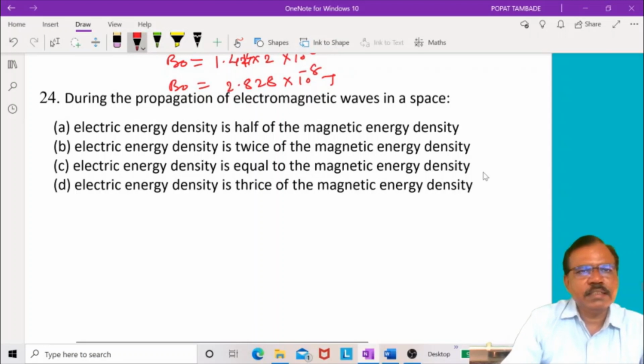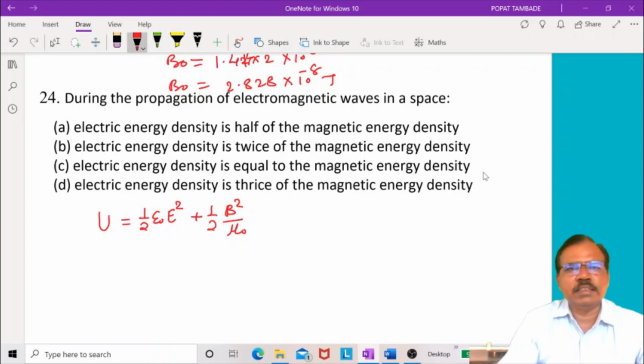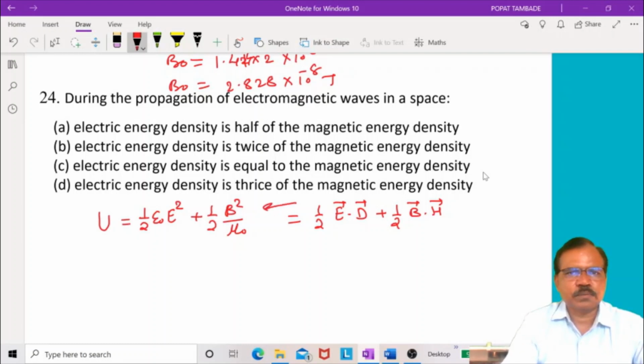Now, energy density U is equal to 1/2 epsilon 0 E square plus 1/2 B square upon mu 0. This is energy density, or we can write this as 1/2 E dot D plus 1/2 B dot H also. And we know H is B upon mu 0, so we get this. And D is epsilon 0 E.